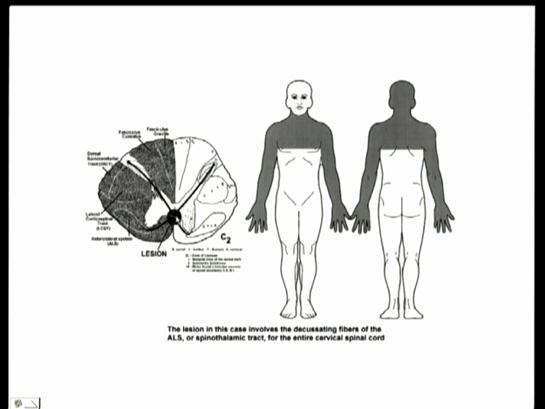Because just think, if it ran to C7, pain and temperature would be lost from T1. So just think about that. This cape-like distribution of the loss in pain and temperature is probably resulting from a lesion that runs throughout most of the cervical levels.